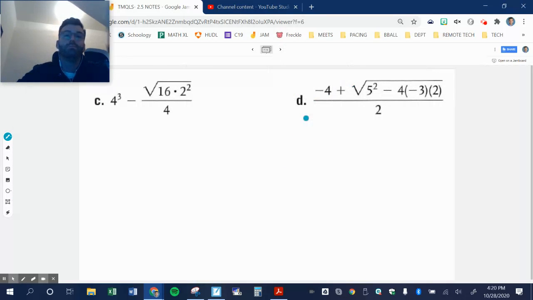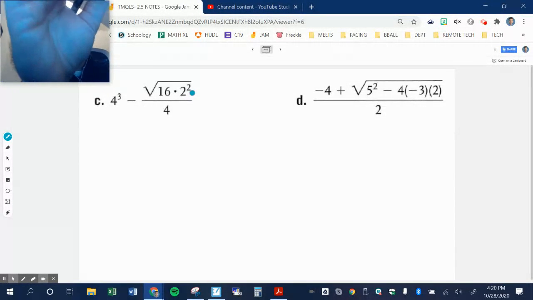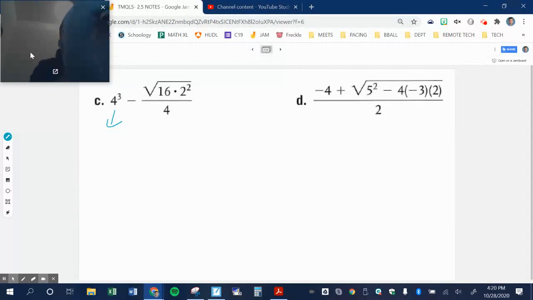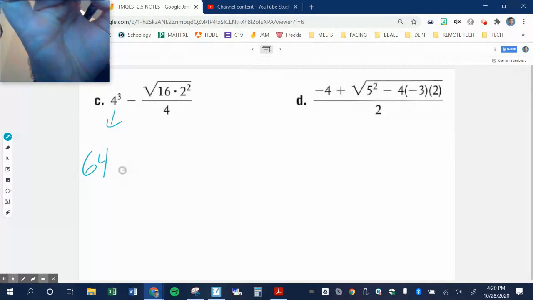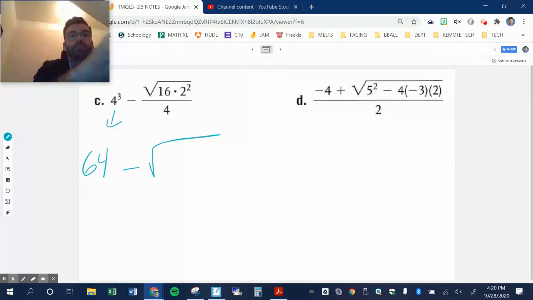Should we try another one? I feel like we should. Now, this is a square root. I can treat square roots as just a really complicated set of parentheses. So I'm going to do that. 4 to the third power is 64, minus the square root. Now, I have 16 times 2 squared.